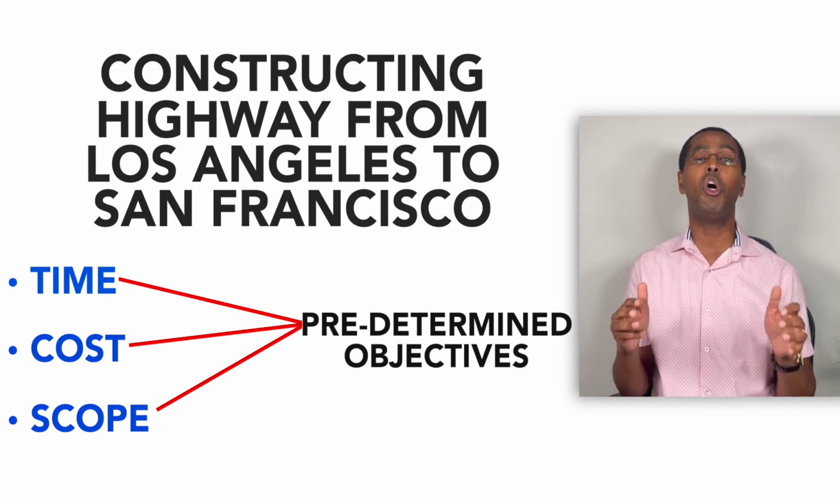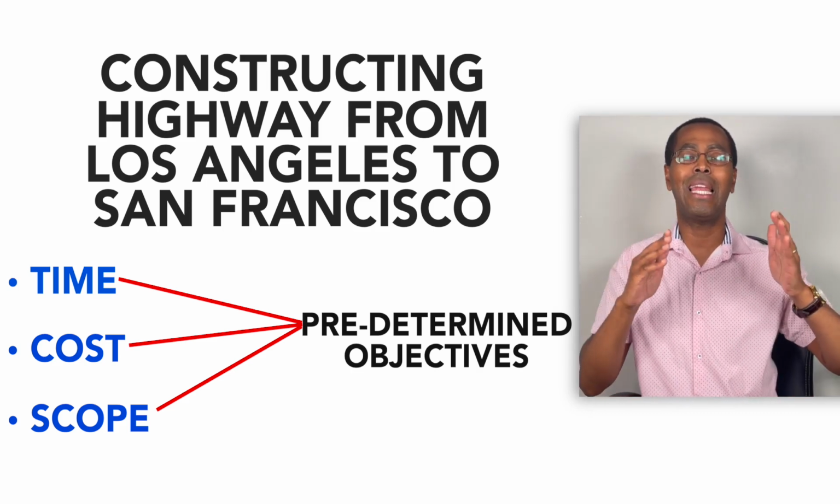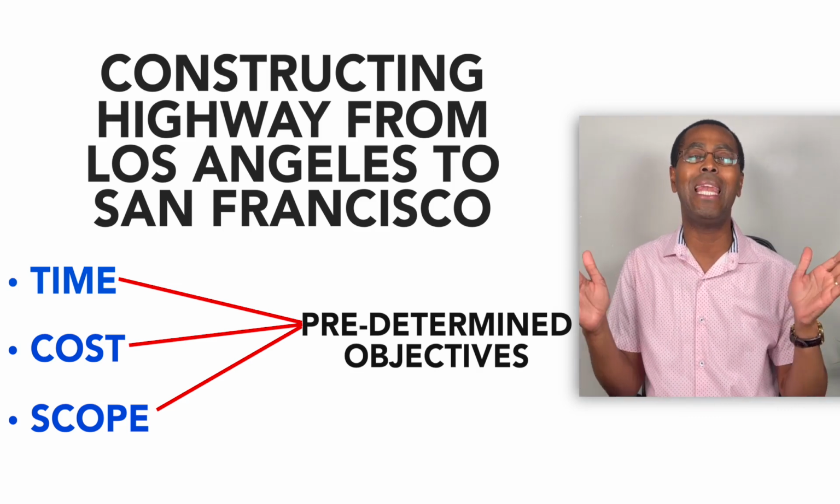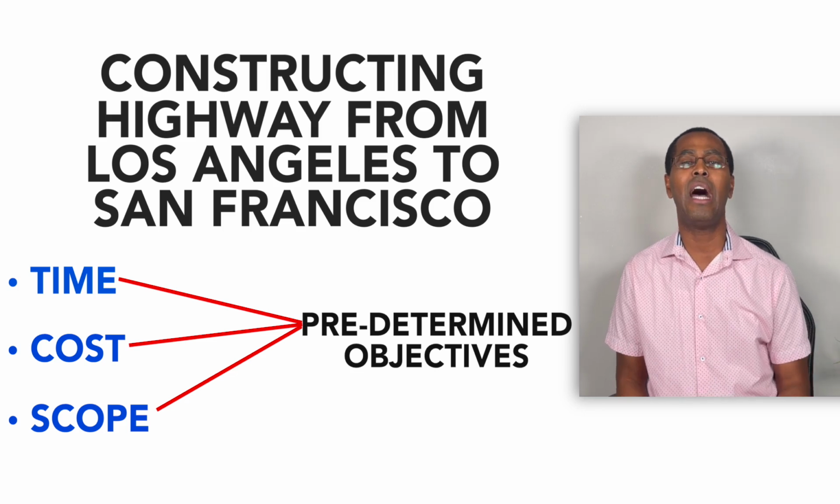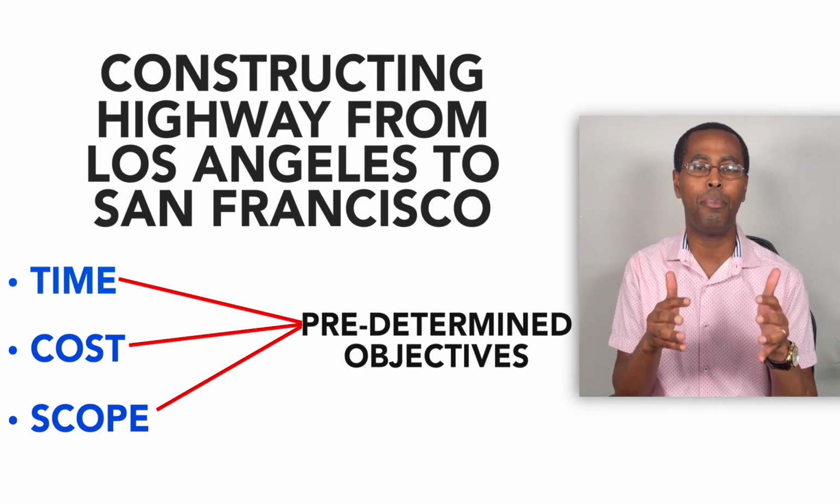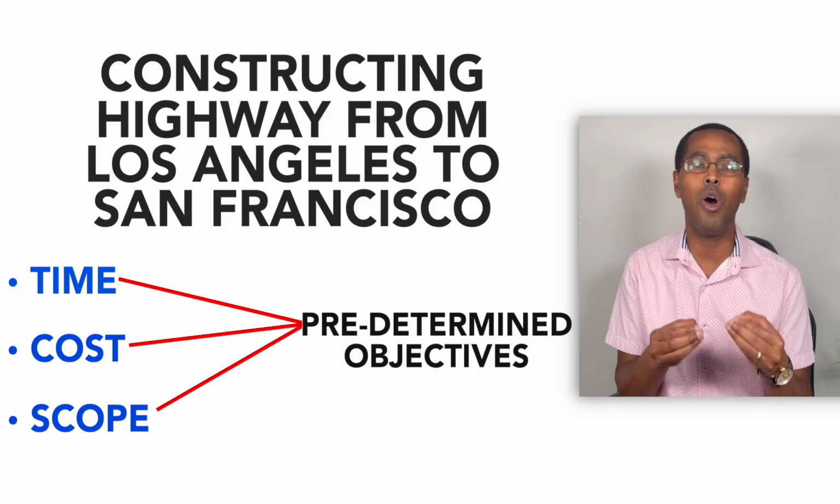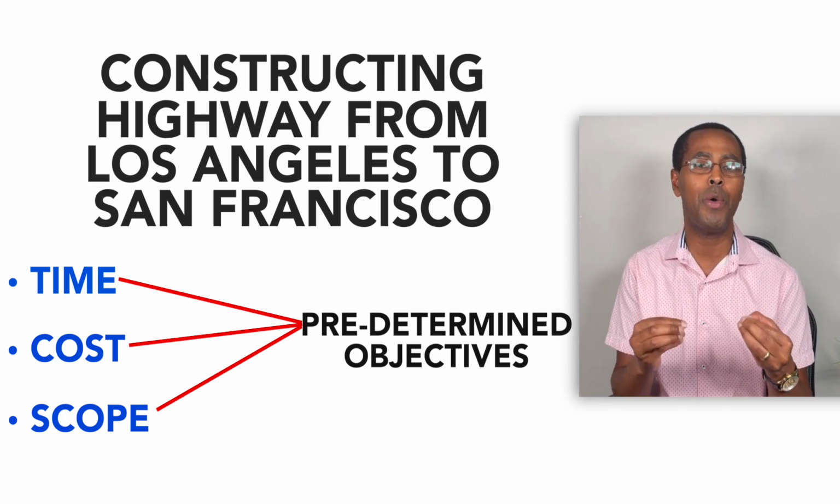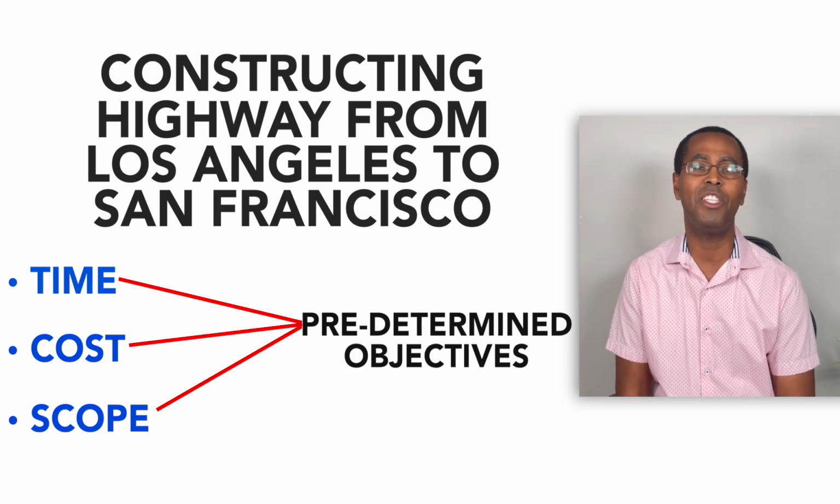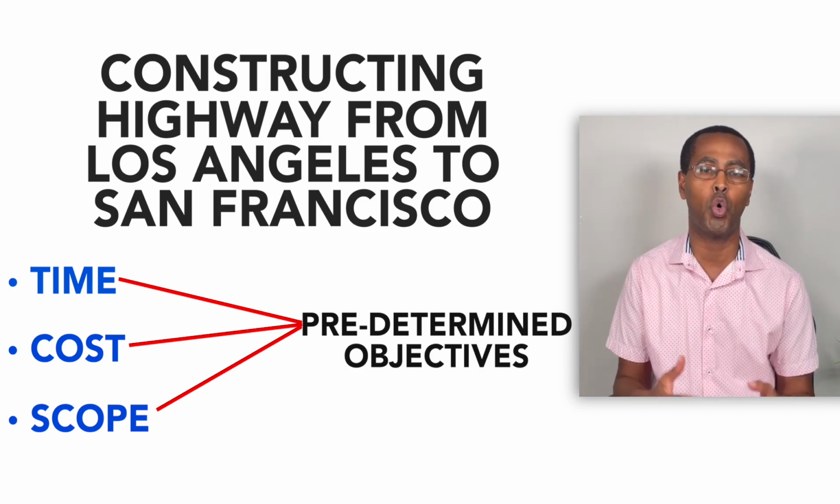What's that? Scope here means, what is the length of this highway? How many lanes do we need for this highway? What are the bill of quantities? How deep is this highway? What is the quality of this highway? How many years do we want this highway to serve us before maintenance is done, before there are potholes?